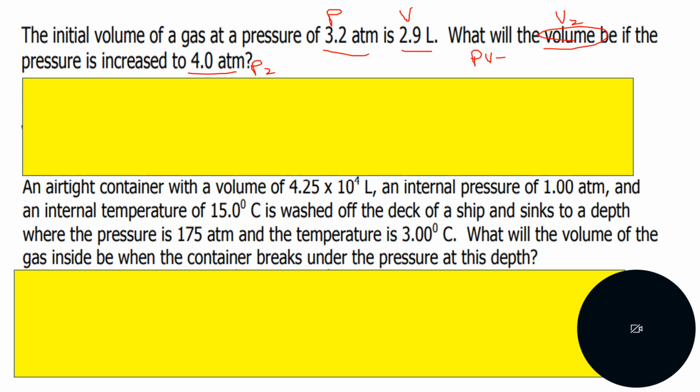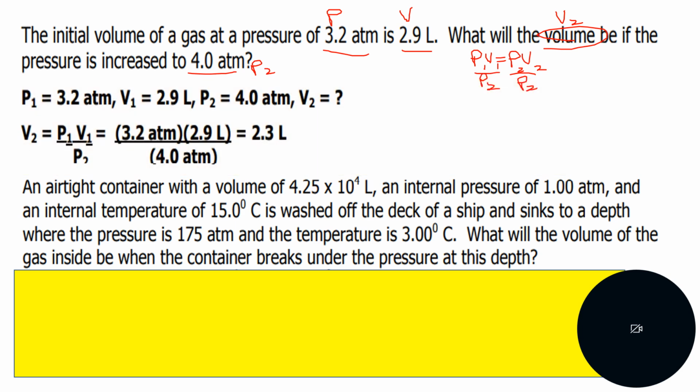Same equation as last time. These are my initial conditions. These are my final conditions. Solving for V2, I just divide out pressure 2. And then it's just plugging in your numbers and crunching the numbers, watching the units fall off. Make sure your units are always good there.